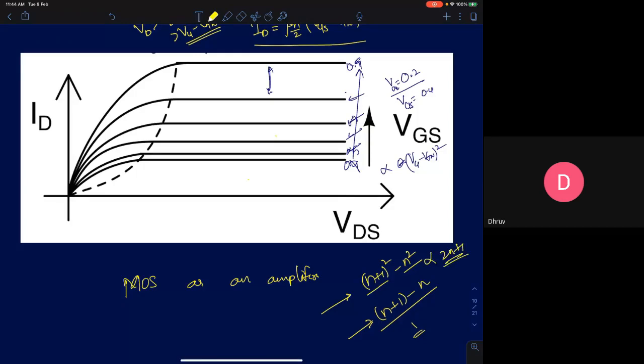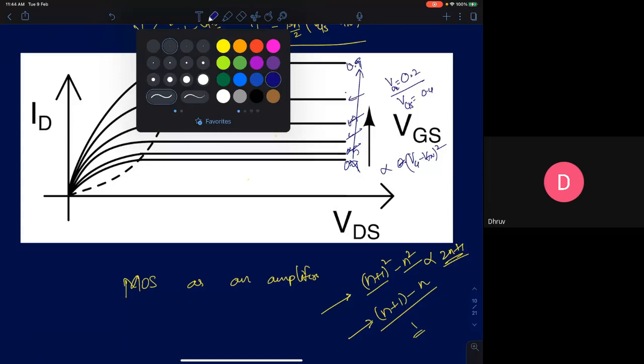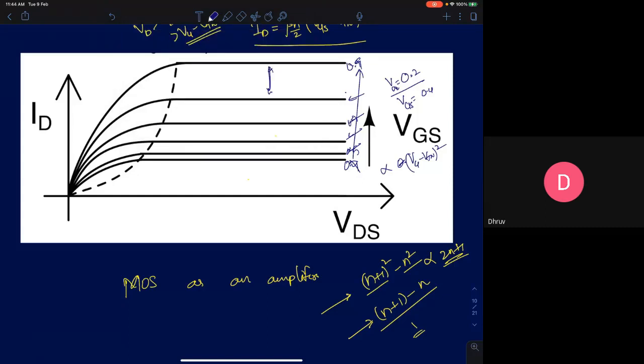Which means the higher the value of n, the more your change will be. That's what this graph is telling you: as you increase the gate voltage, the change in the drain current will be more and more pronounced. So this delta I will be more than this delta I here, but delta V is the same here. This delta V is the same and this delta V is the same, but as you increase your voltage, the change will increase. That's how you can read from an IV graph.